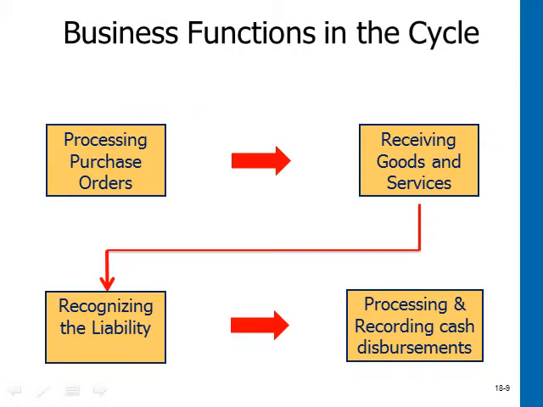This gives us an idea of the business functions in the cycle. So we requisition something, it goes to our procurement department, which processes a purchase order, which results in goods and services being received, which at that point in time needs to prompt the recognition of a liability, which then moves from a recognized liability to an actual expense and the payment of that expense.